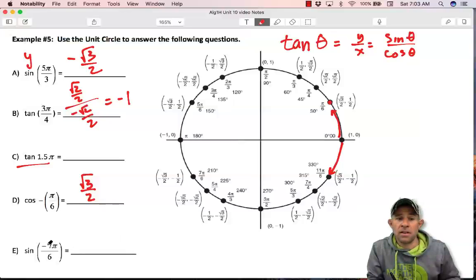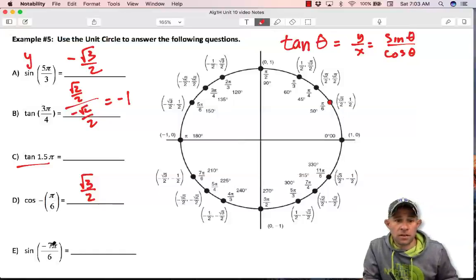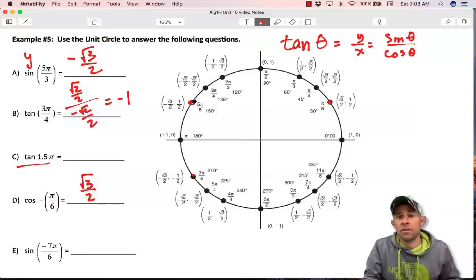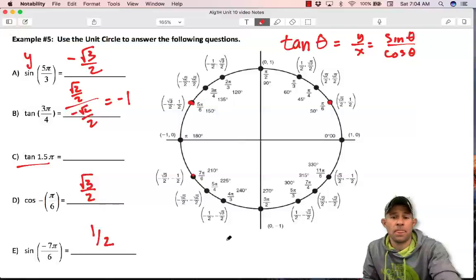Next here is sine of negative 7 pi over 6. So again here, we're going to take our negative 7 pi over 6. So here's 7 pi over 6, which should be right here at 210 in the positive direction. So if I go the negative direction here, or the clockwise direction, I should end up here at 150. And if I want the sine of that, I'm looking for the y-coordinate, and that should give me 1/2.